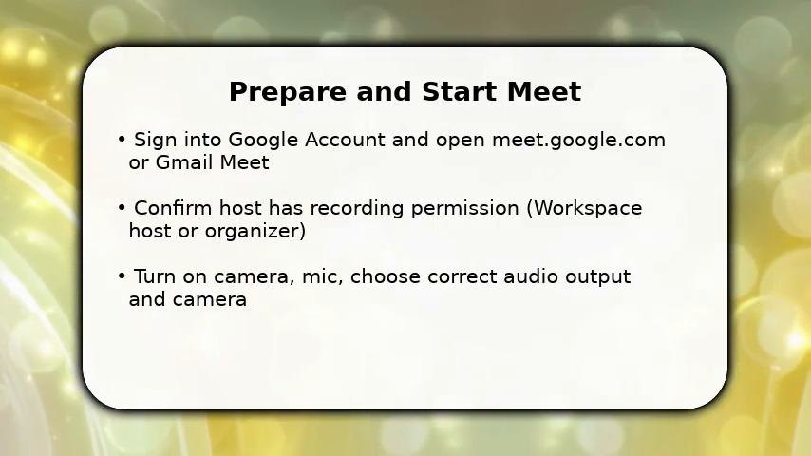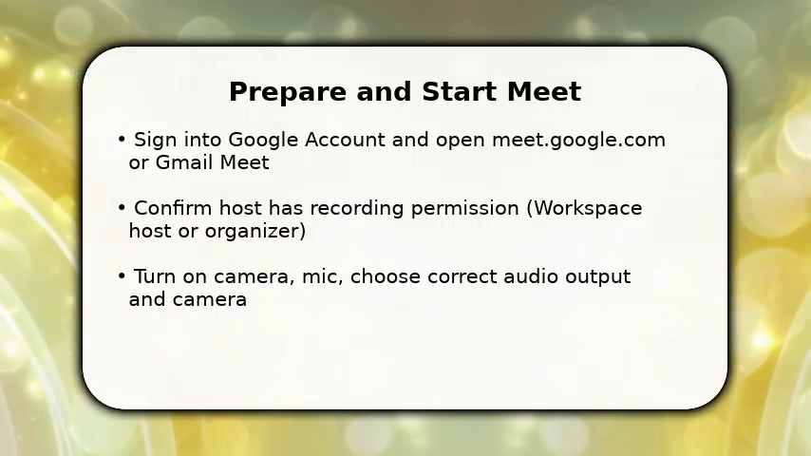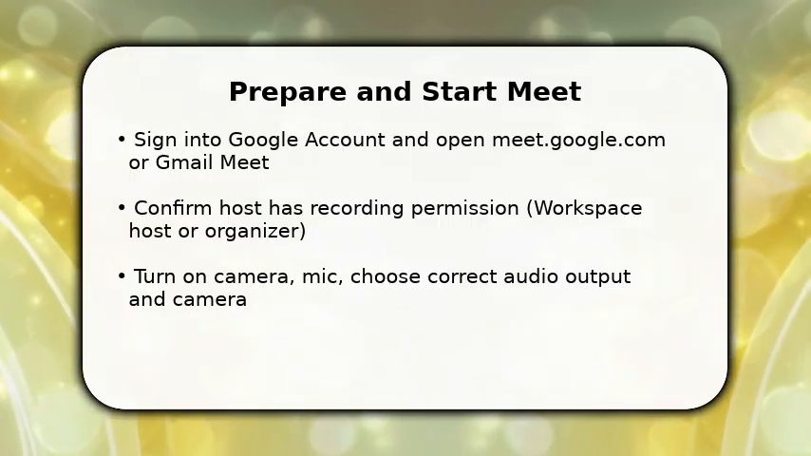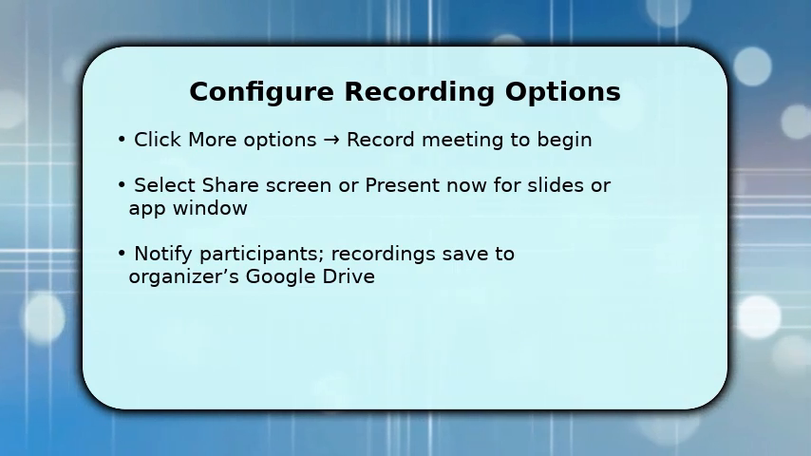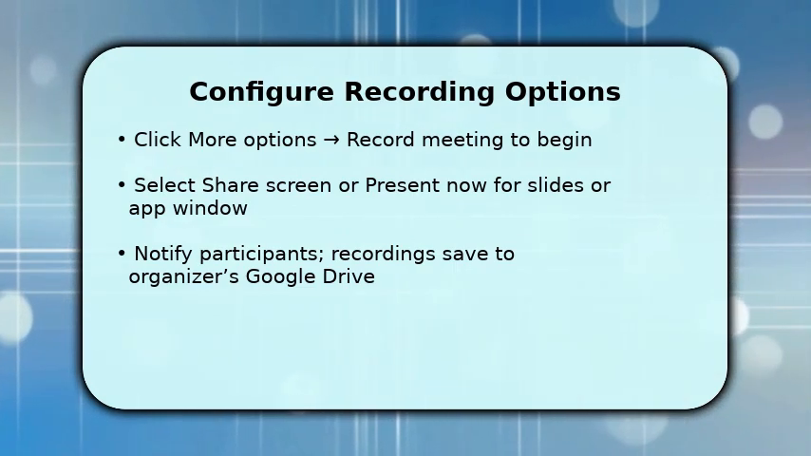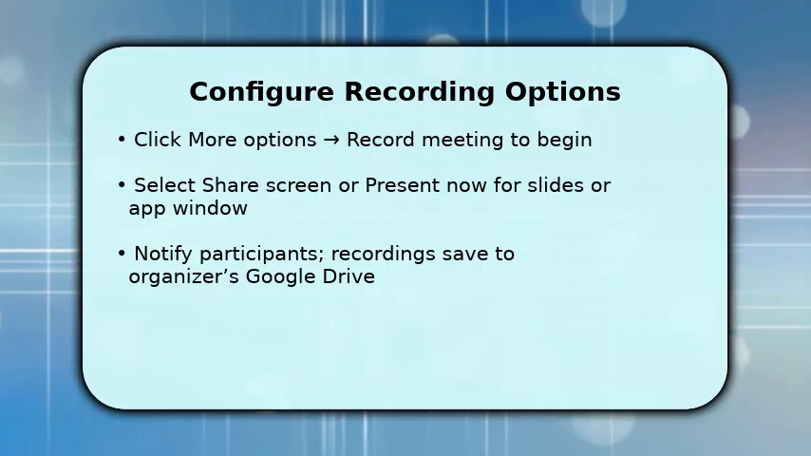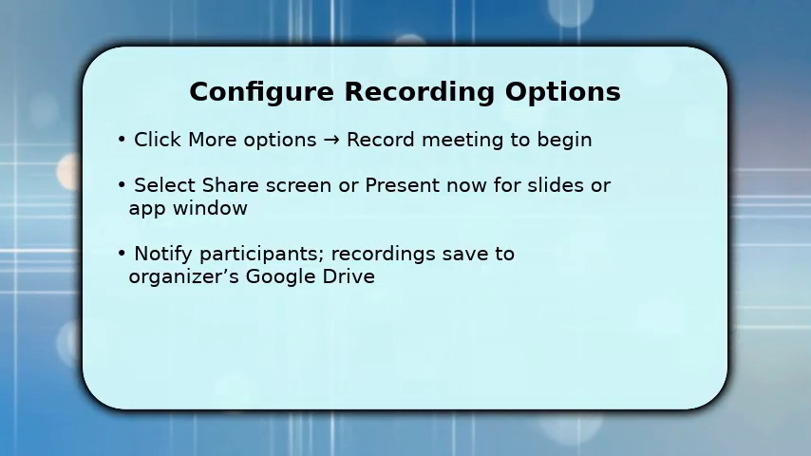You'll also want to close unneeded tabs and notifications to avoid interruptions during the recording. Now configure what you'll record. Click More Options and choose Record Meeting. If you need slides, pick Present Now and select your entire screen or a specific window.